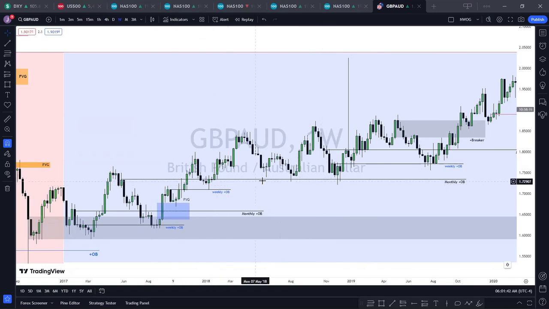Like you can see here, look at the monthly bullish order block as price found support. Before rallying, as price rallied, you can see here's another bullish order block, price found support, rallied, another bullish order block, price found support, rallied before coming to this point to break through to the upside and then rally upwards.